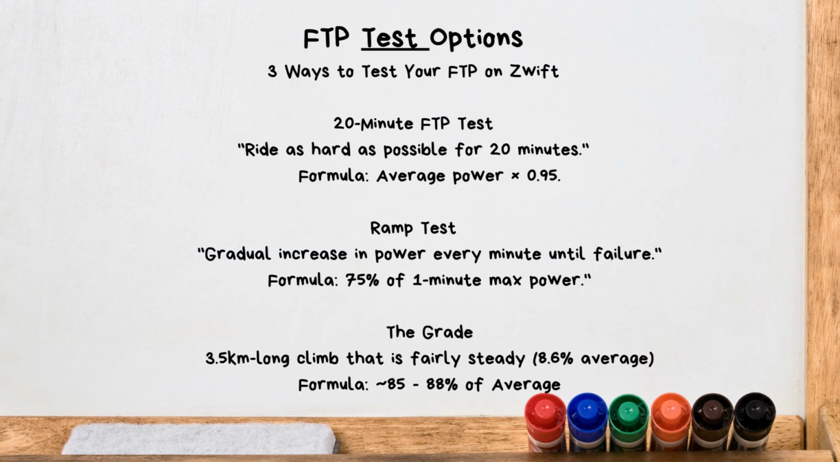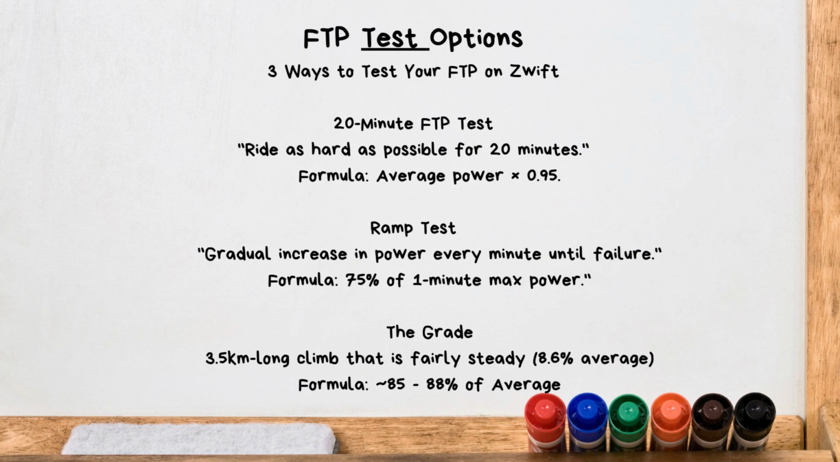There are 3 popular ways to test your FTP on Zwift, and each one suits a different type of rider. The 20-minute FTP test. This classic method has you riding as hard as possible for 20 minutes. Your FTP is calculated as 95% of your average power during the test. It's tough, but it's one of the most accurate options.